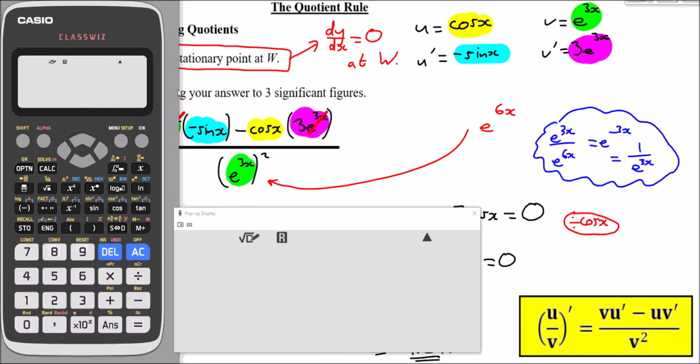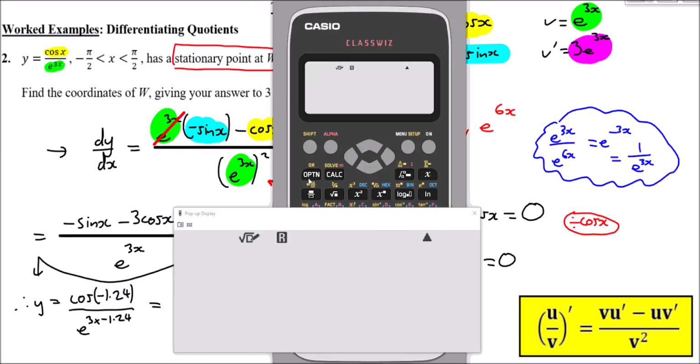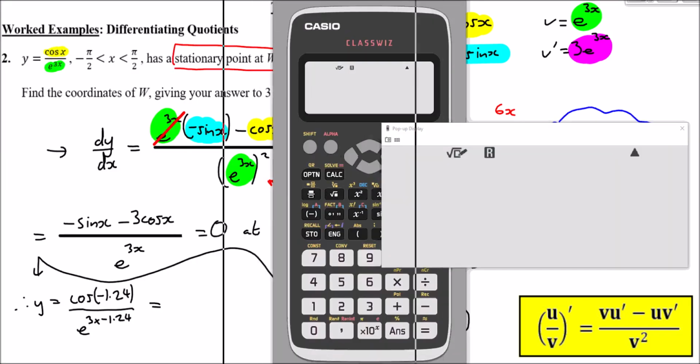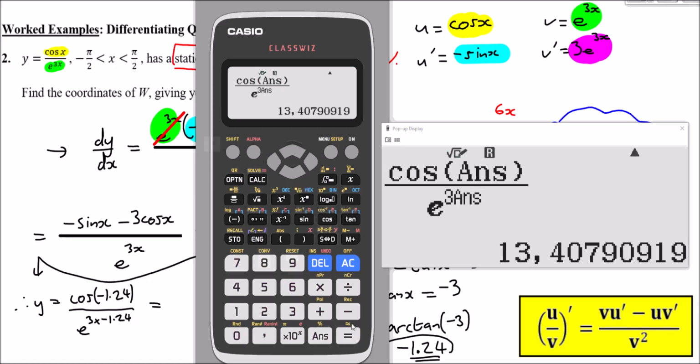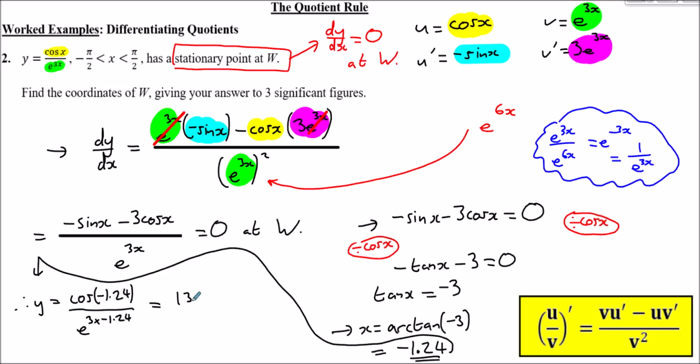So I now need to work out the corresponding value of y. I'm just going to simply type in the fraction button, cosine of my stored answer, divided by e, so alpha and then e, to the power of 3 times x, which is 3 multiplied by my previous answer, equals, I then get 13.4, again to 3 significant figures. So 13.4 is a corresponding value of y. So therefore, w is minus 1.24, 13.4.